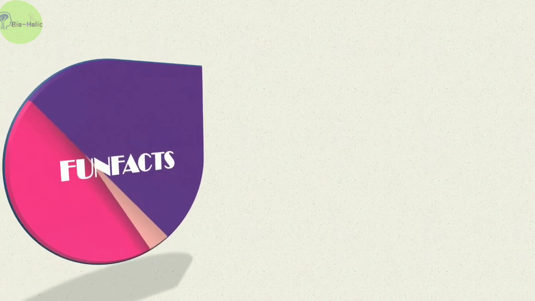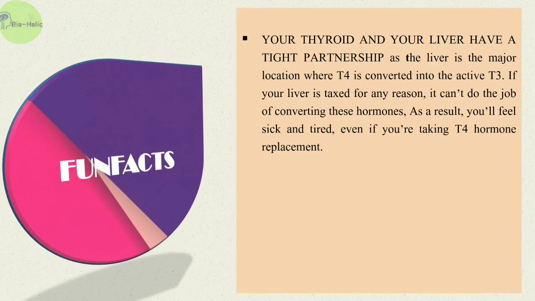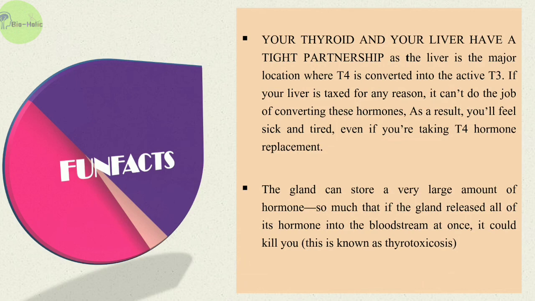So, some amazing facts about thyroid gland are that your thyroid and your liver have a tight partnership, as the liver is the major location where T4 is converted into the active T3. If your liver is taxed for any reason, it cannot do the job of converting these hormones. As a result, you will feel sick and tired even if you are taking T4 hormone replacement. And the gland can store a very large amount of hormone, so much that if the gland released all of its hormone into the bloodstream at once, it could kill you. This phenomenon is known as thyrotoxicosis.